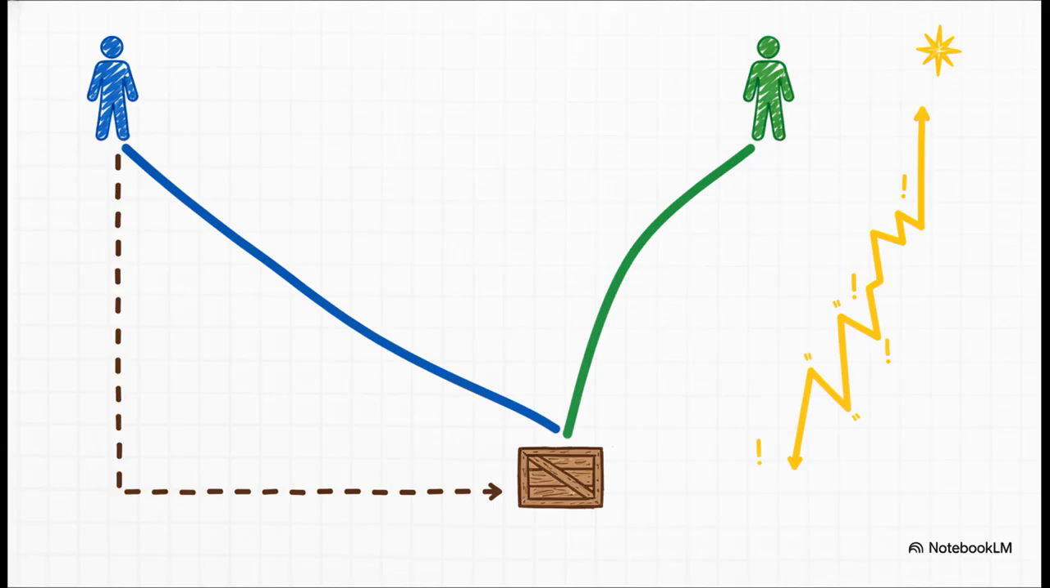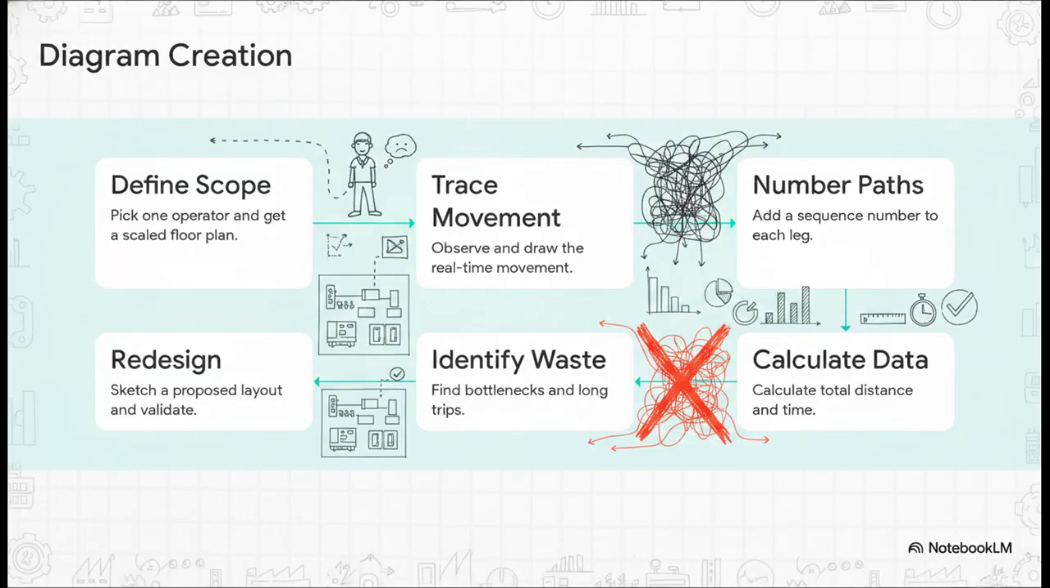Now, the absolutely crucial point here is that you must document what actually happens on the floor, not what the standard work document says should happen, right? Start by defining a really narrow scope, like maybe just one operator for one representative cycle on an accurately scaled floor plan. Next, you observe and trace the real-time movement, number the paths, and calculate the totals. Once you've identified the waste patterns, sketch out a proposed redesign and implement it. And finally, you've got to re-diagram the space to validate that you actually reduced the travel distance.